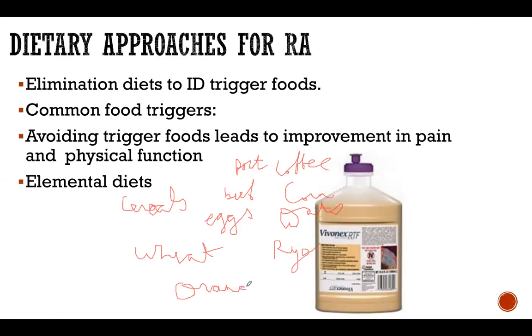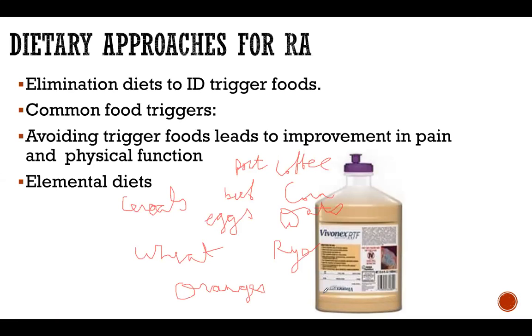So these are all well-known foods that may be triggers to some people, and so people have tried diets where they eliminate those foods. I've also heard acidic foods, I've heard tomatoes, different things like that. But it would be depending on the person.